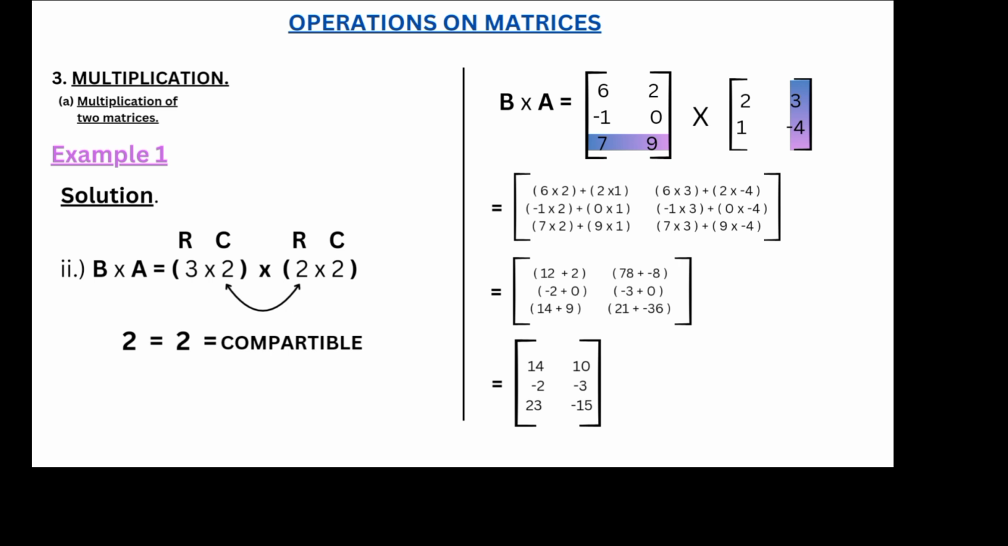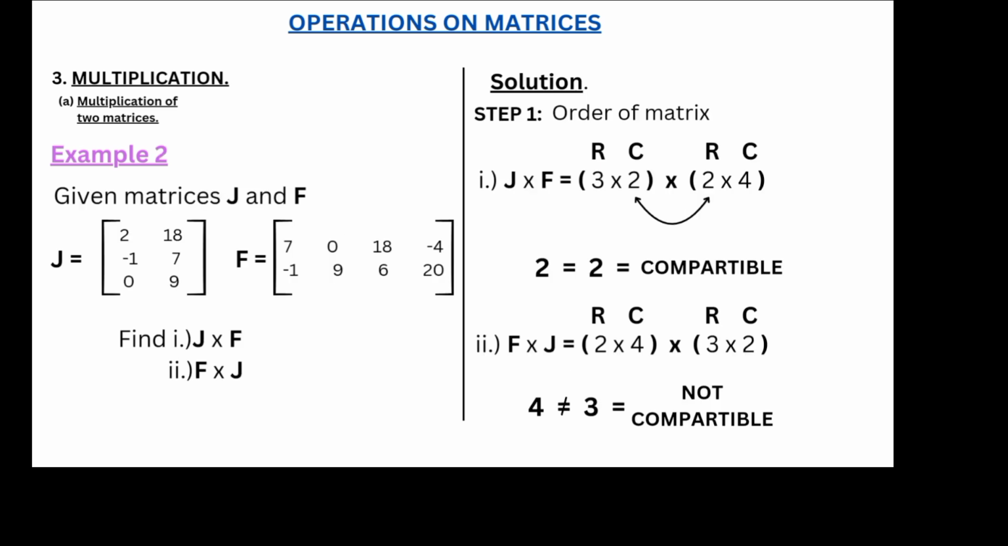So 12 plus 2 is 14. 18 plus negative 8 is 10. Negative 2 plus 0 is negative 2. Negative 3 plus 0 is negative 3. 14 plus 9 is 23. And 21 plus negative 36 is negative 15. So we predicted that our product will be a 3 by 2 matrix, and this is true since it has 3 rows and 2 columns. Row 1 is 14, 10. Row 2 is negative 2, negative 3. Row 3 is 23, negative 15. And the columns are 14, negative 2, 23, which is column 1. Column 2 is 10, negative 3, negative 15. So it's a 3 by 2 matrix.